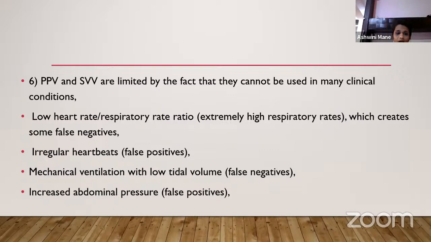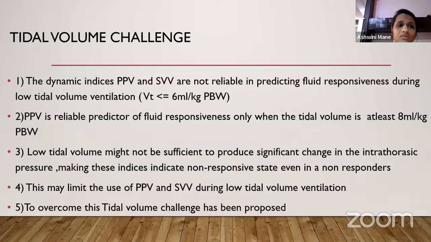If there are irregular heartbeats, arrhythmias, then it will result in a false positive test. Mechanical ventilation with low tidal volume will lead to a false negative test. And if there is an increase in intra-abdominal pressure, then we will get false positive results. The next variable is the tidal volume challenge.